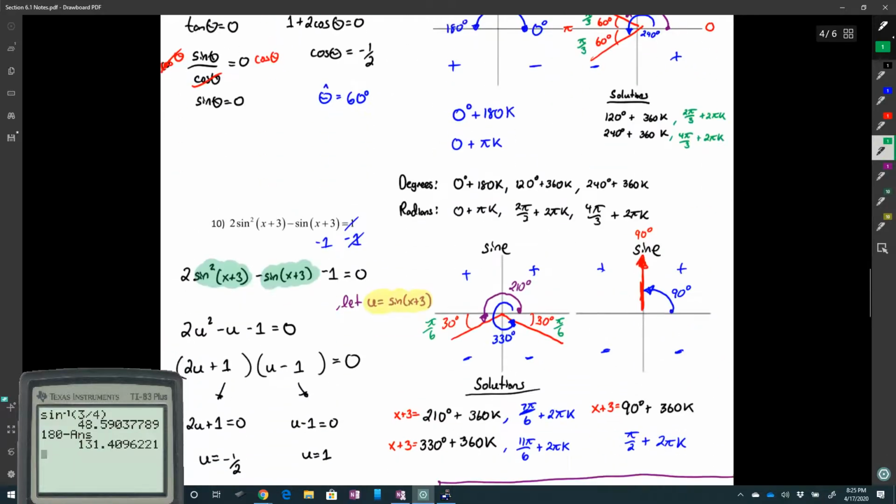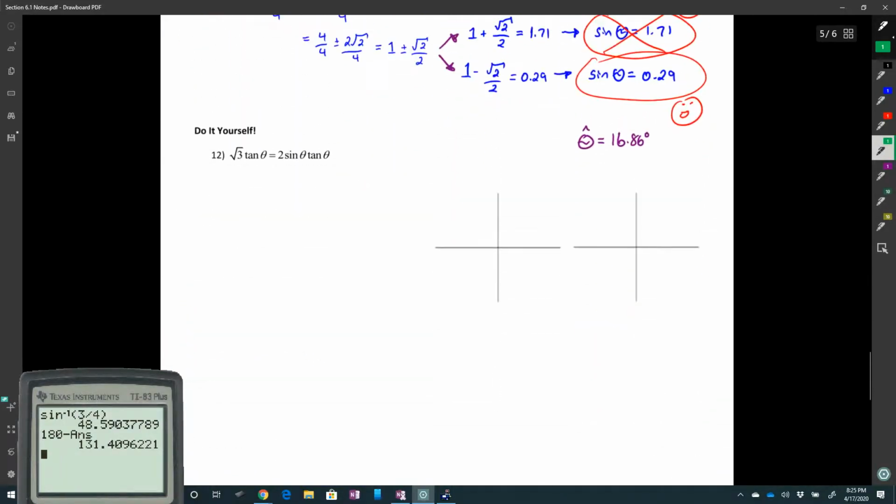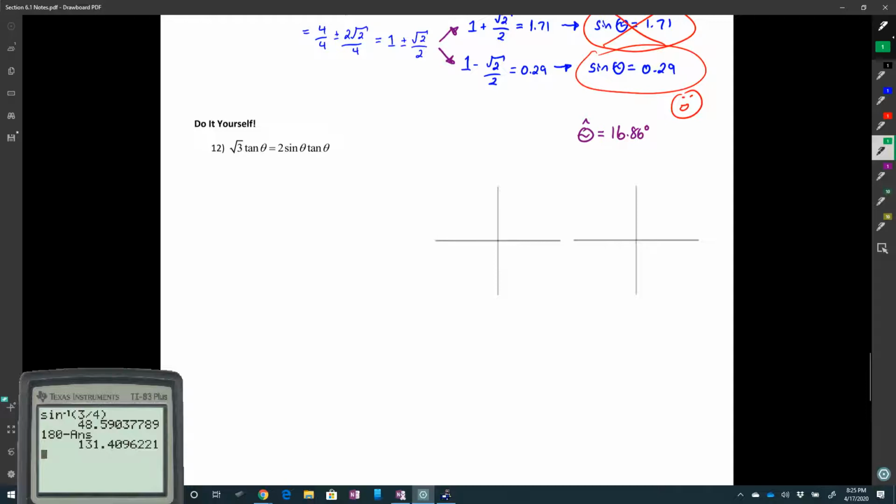So now let's go to the ones that have more than one answer, the uglier ones. So let's see if we can solve this. Square root of 3 tangent theta equals 2 sine theta divided by tangent theta. Now, whenever you're doing this, it is bad manners, or illegal rather, it's going to be illegal to, I guess you wouldn't say illegal, but you lose answers, I'll word it that way.